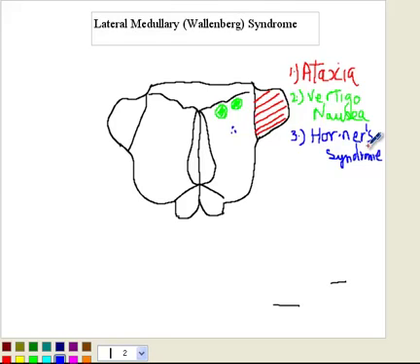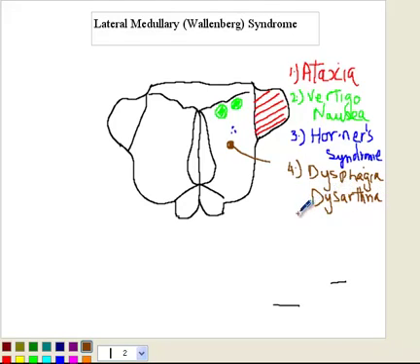Okay, so number 4, you have involvement of the nucleus ambiguus. So we'll draw the nucleus ambiguus here. The nucleus ambiguus is involved, and this leads to dysphagia and dysarthria. Dysphagia means difficulty swallowing. Dysarthria is the slurring of speech.